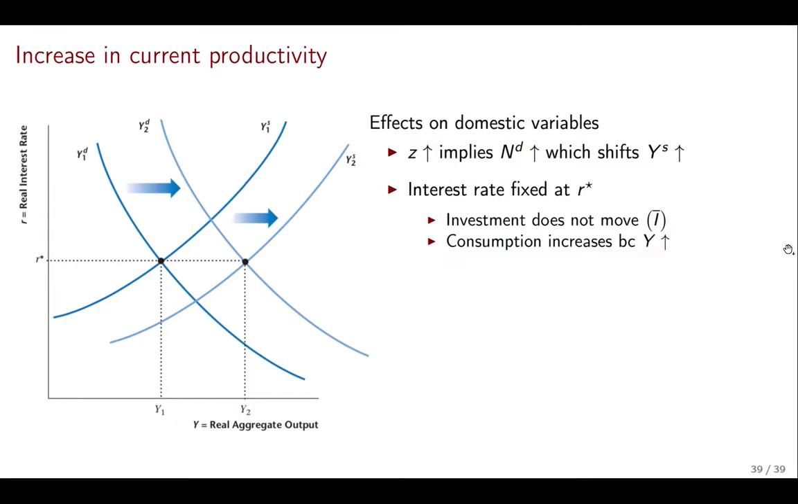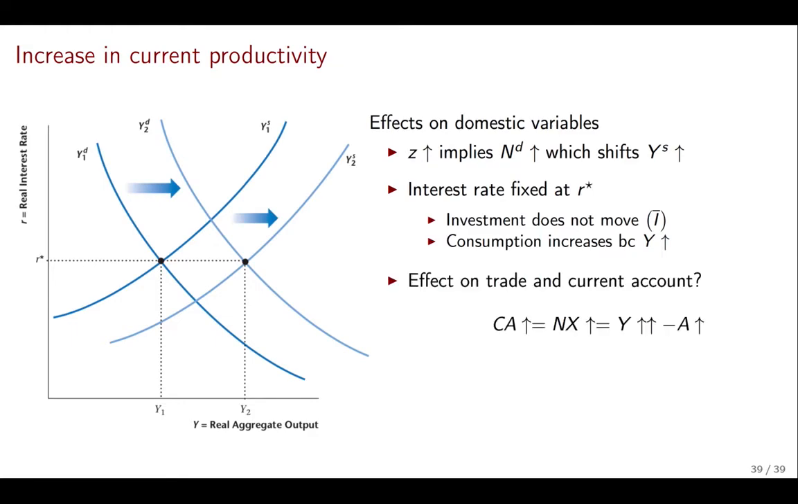Now, because the interest rate is fixed, just as before, investment does not move. But consumption is going to increase because output is going up. Now, this increase in consumption is stronger than the one we had in the previous case with the government spending, because in the previous case, we had taxes going up as well. So yes, output is going up and that helps consumption, but we also had taxes going up and that hurts consumption. Here we only have the effect of output going up.